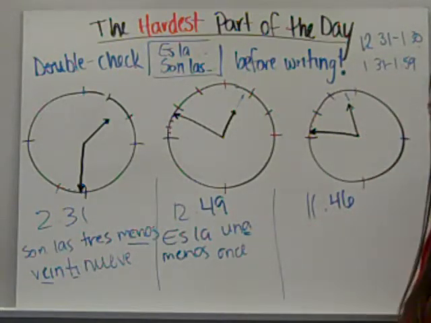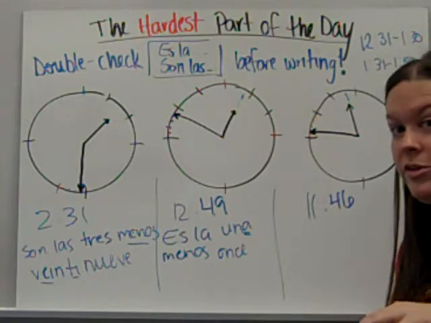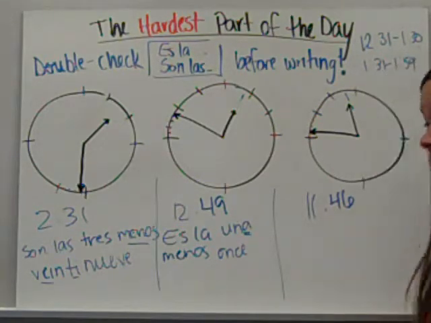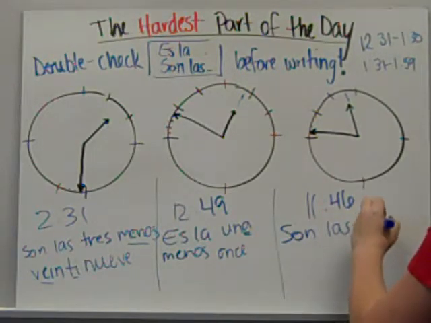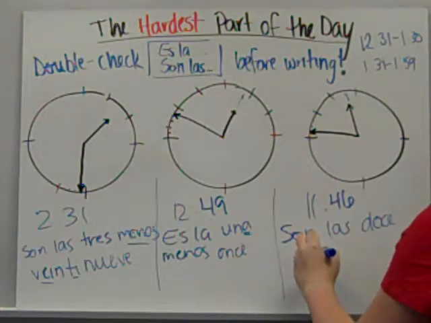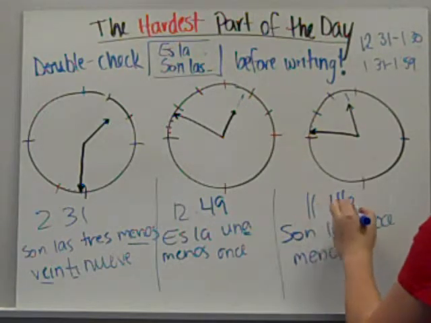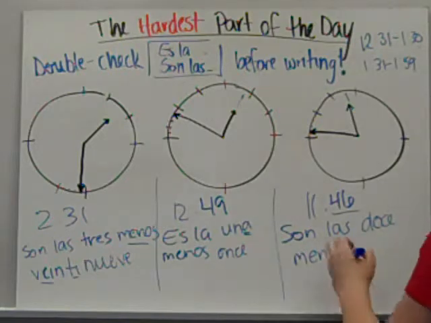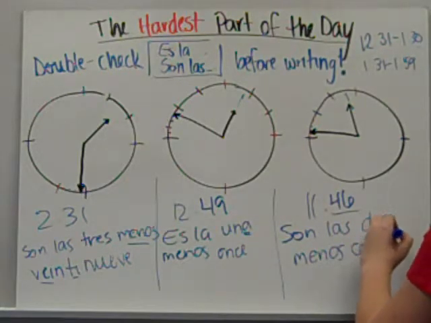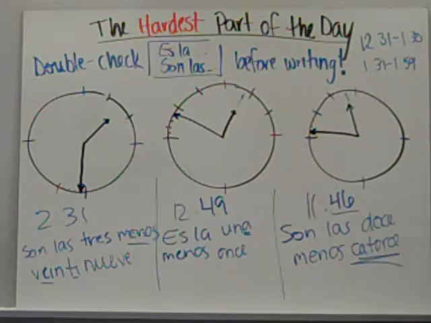11:46, going to be 12. And it's not going to be exactly noon. Okay, it's just going to be 12. So we're going to start with son las, 12 in Spanish. Subtracting. And then how many minutes are left? 1 minute shy of 15 minutes, so 14. Check your spelling.